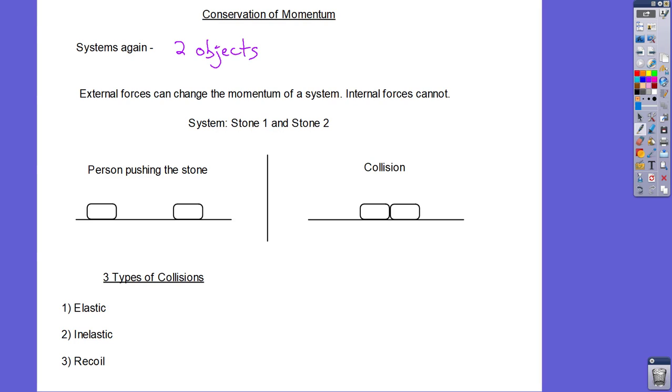Okay, and so the idea is there are different ways of stating the law of conservation of momentum, but the big idea is that external forces can change the momentum of the system, internal forces cannot. You may put it in your notes something like, for a closed system, the momentum of the system remains unchanged. You can say it that way. Other things, but that's the idea. Internal forces cannot change the momentum of the system. The external forces can.